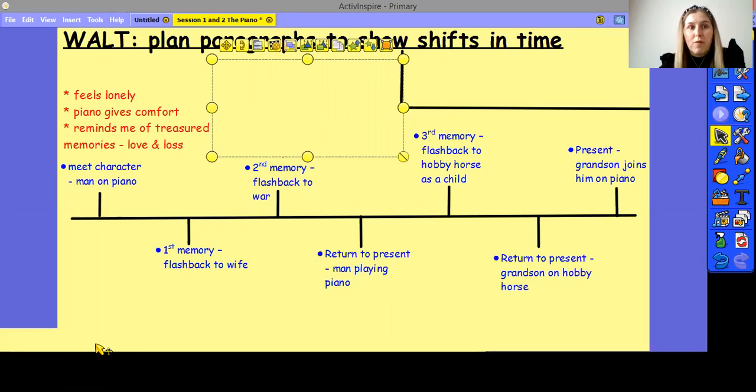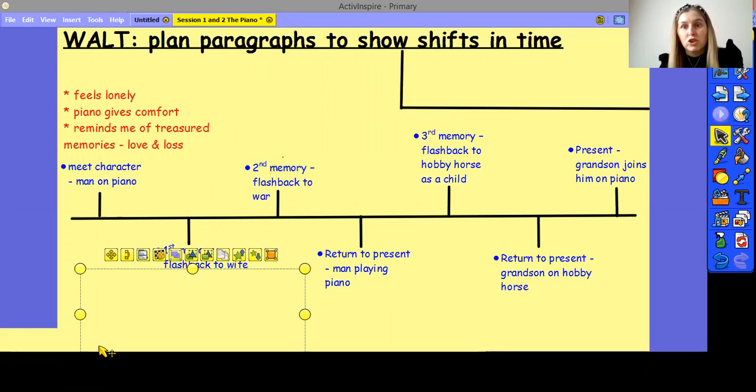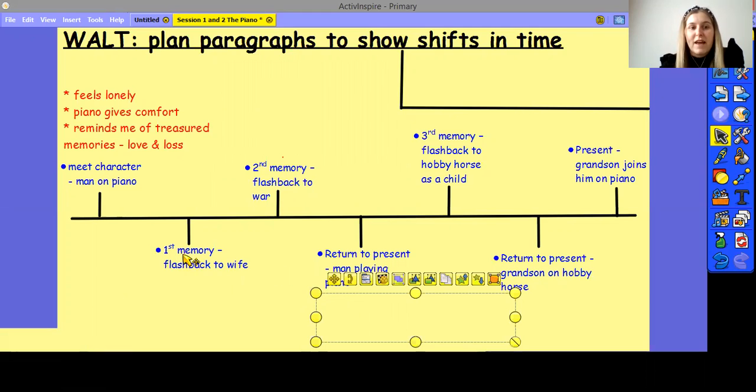Jot down some notes. Remember, you don't have to write in full sentences. This is just a plan, and later in the other sessions this week, we'll be looking at turning this into a story. So my next main event is the first memory, the flashback to the wife.